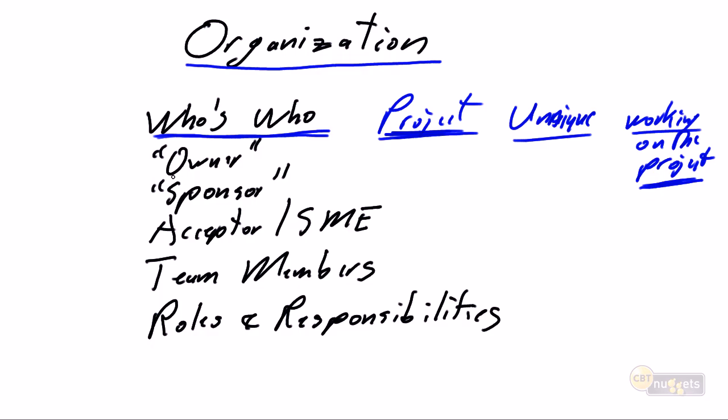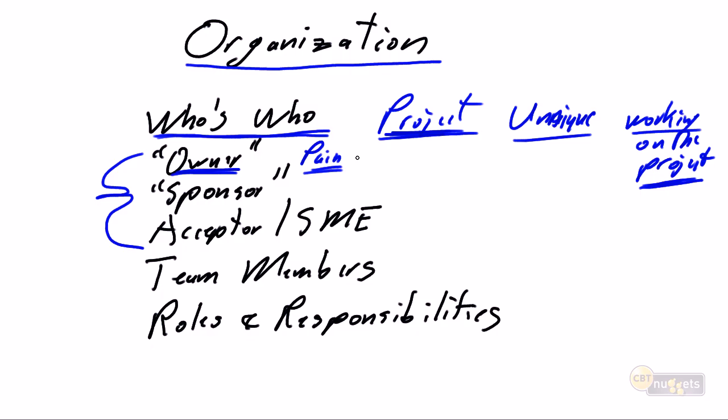Another key component of the organization is we have 3 key roles within the business area that we need to know who and what they are. Who is the owner? Who is this project being done for? And I always describe this as who is the person with the pain?